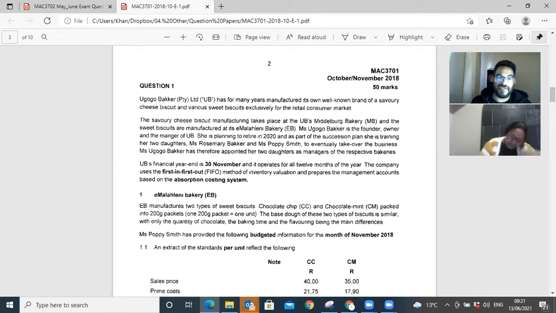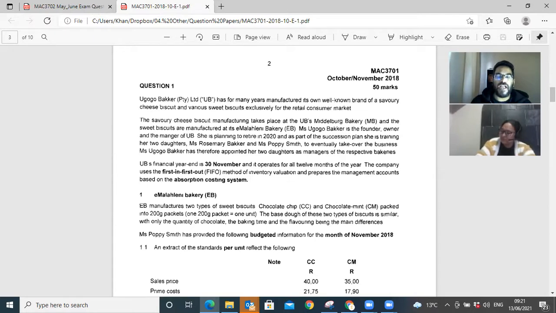absorption costing system. So when you see absorption costing system, you must remind yourself that there are two systems. You have the variable costing system or the direct costing system, and you have the absorption costing system. This plays a role in how you determine the cost of a product. The costing system determines how you calculate, how you determine the cost of a product.